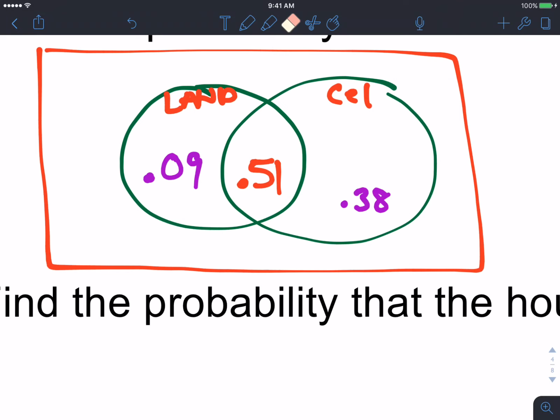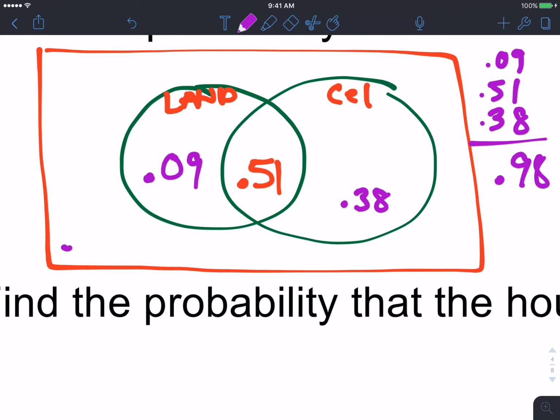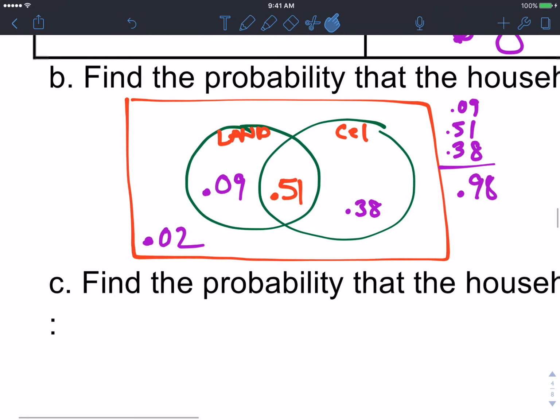If you look at that, you could just add up all those probabilities. 0.09, 0.51, and 0.38 will give you a total of 0.98. So that means the area outside of the Venn diagram is 0.02. So 0.02 have nothing, and 0.98 have something.